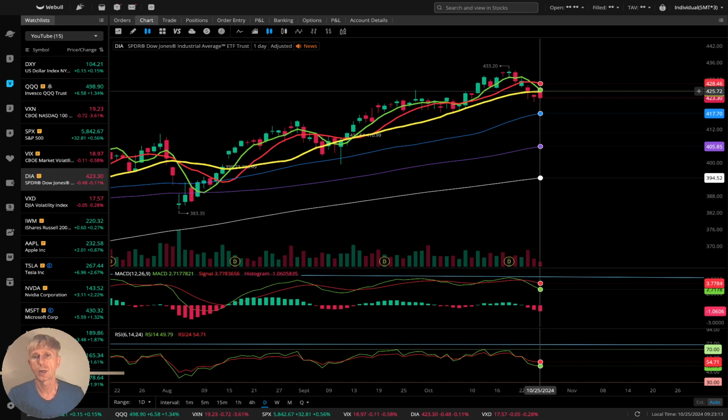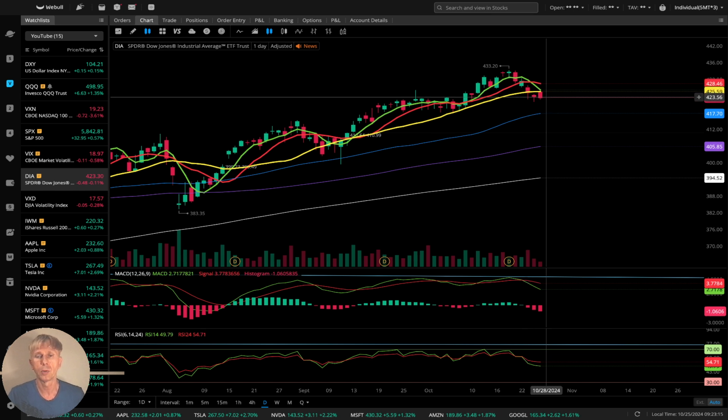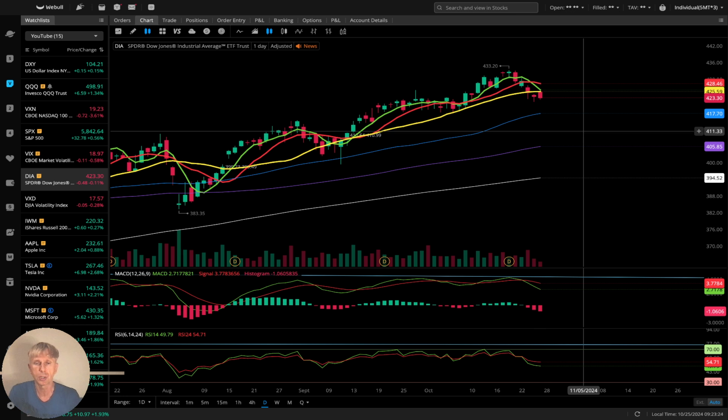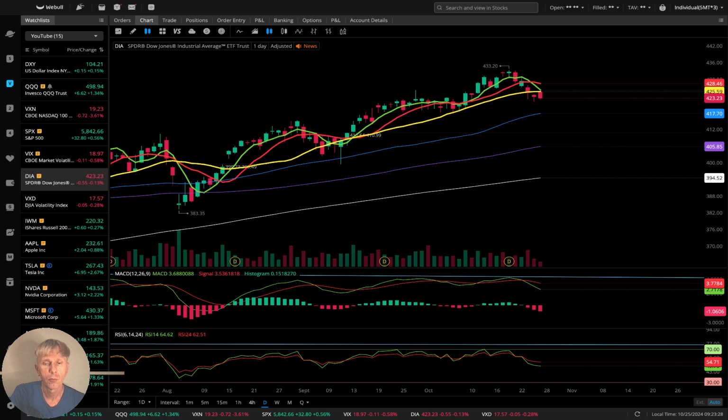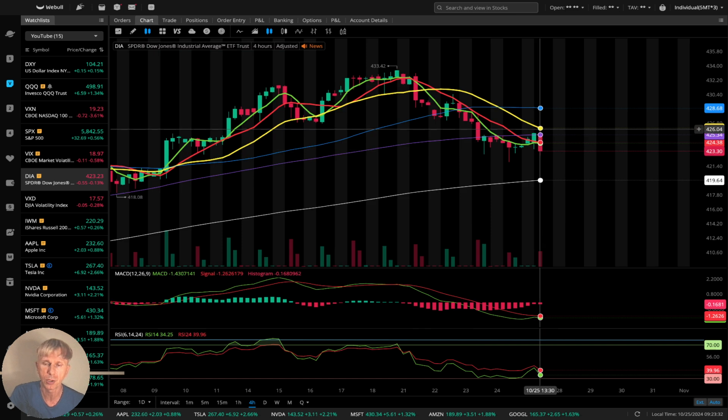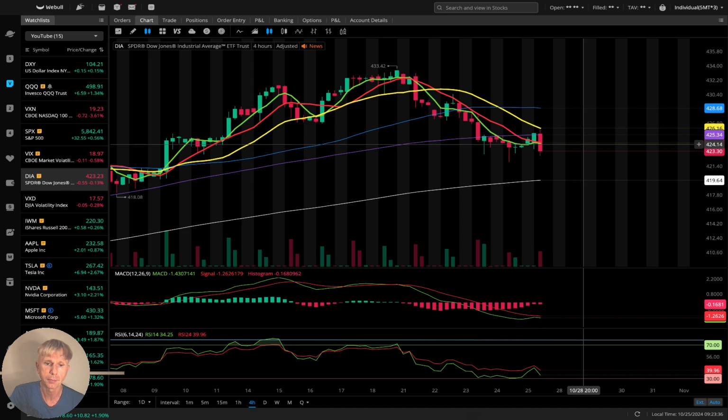Dow Jones, DIA. MA5 did a bearish crossover and the last bar is below MA20, below the yellow line. It is a bearish trend, still a bearish trend for Dow Jones. 4 hours time frame, also still a bearish trend. The last bar touched the MA20 yellow line and was rejected.